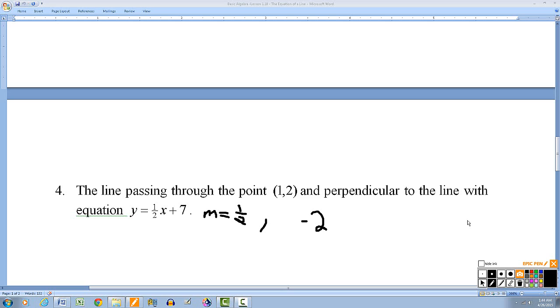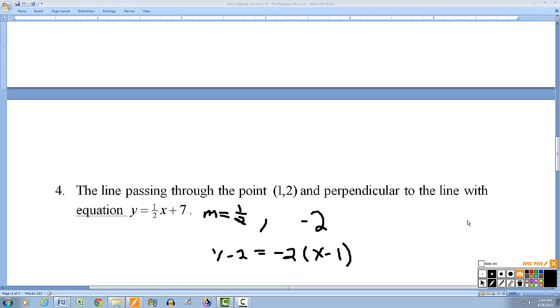So now I know a point of the line that I'm looking for, and I know the slope. So using the point slope formula, then this would be y minus 2 should equal to the slope, which is -2, times x minus 1. And that's the answer. That is in point slope form.